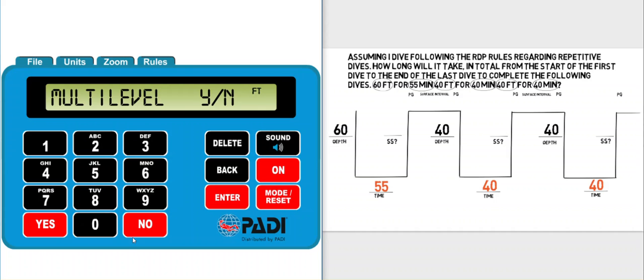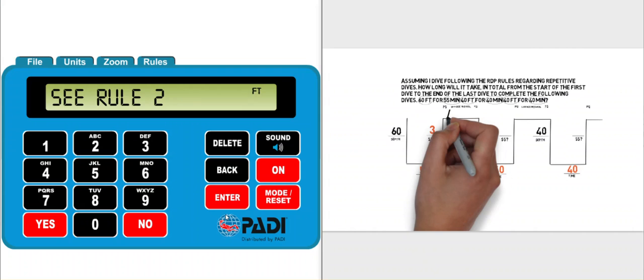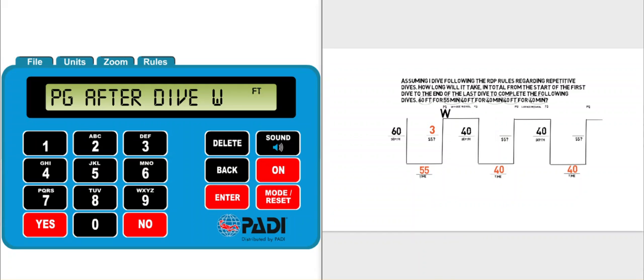Dive planning, enter, multi-level, no, first dive, yes. The first dive is 60 feet for 55 minutes. Safety stop required. So I'm going to note down my required safety stop, and sure enough, pressure group W is my ending pressure group. So if you hadn't already thought to yourself, I'm going to end in pressure group W, you may have a minimum surface interval written down in that space. And now you're crossing it out, because when you click enter, you get the WXYZ rule, C rule 6, and it very kindly reminds you, don't forget to do a 60-minute surface interval as a bare minimum after this dive.